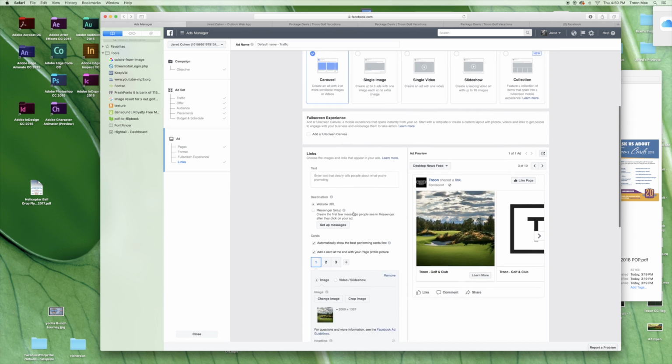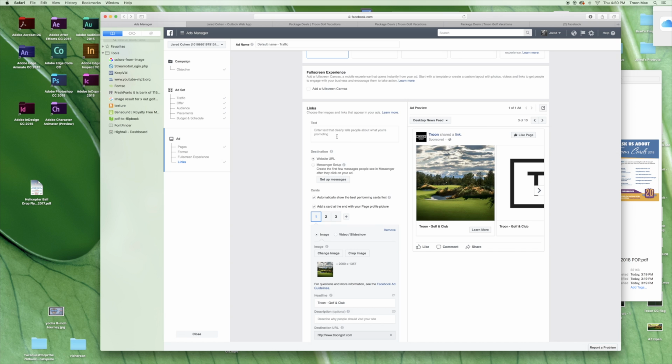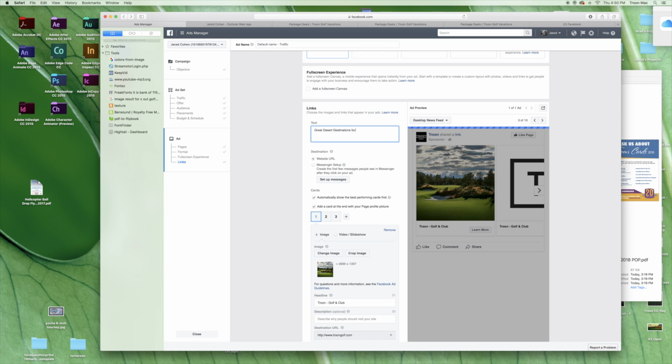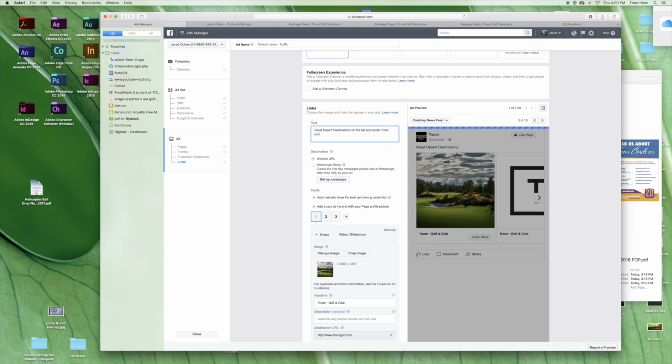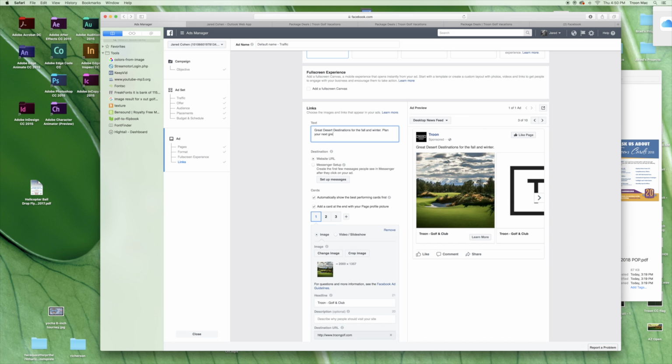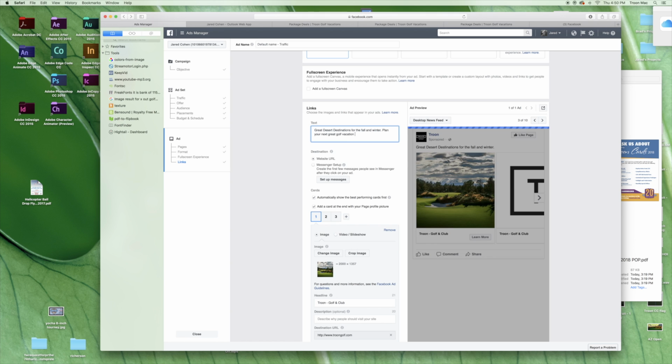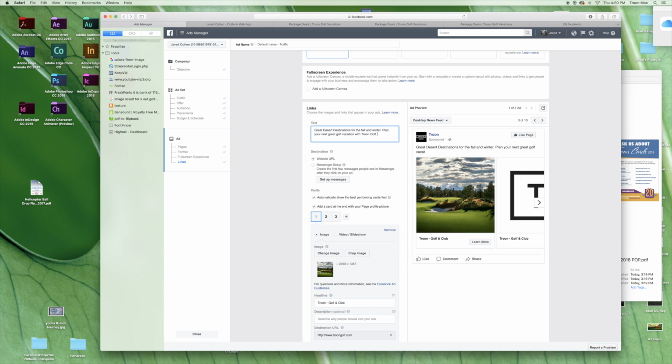And now we'll jump down. So this first text that you see here, it's the text that will come in underneath the post. So for this one in particular, we're targeting people to let them know that there are some great desert destinations for the fall and winter. Plan your next great golf vacation with Troon Golf Vacations.